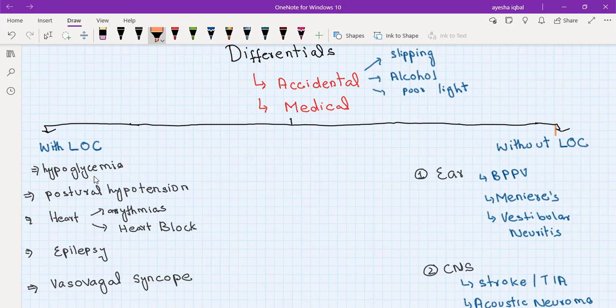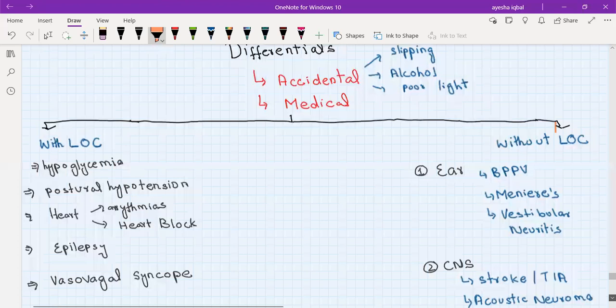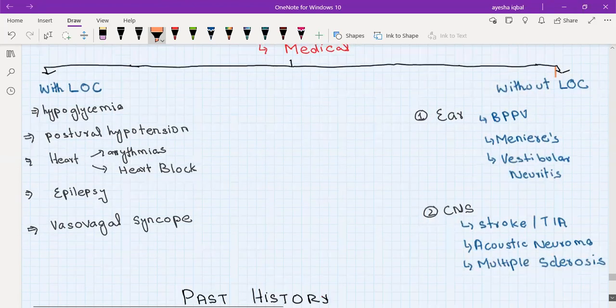All right. So these causes that present with loss of consciousness are more of a general type. Hypoglycemia involves the whole body, postural hypotension, blood pressure involves the whole body, then cardiac causes, epilepsy, and vasovagal syncope. Causes without loss of consciousness are more specific. They are either because of the ear problem, the ENT problem, or the CNS causes. So without loss of consciousness there are two main types, ENT and CNS.